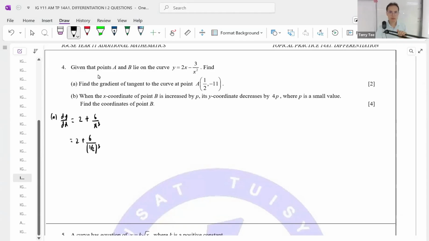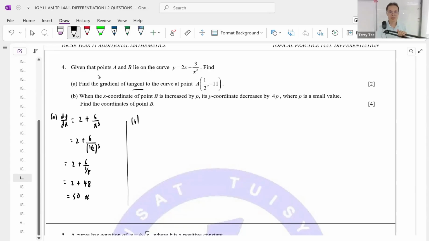Now, I know it's a bit hard for you to not use a calculator. 1 over 2 power 3 is going to be 1 over 8. You flip up, it's going to be 48, right? 6 times 8, 48. Your answer is 50. So the gradient of the tangent is just 50. Okay? Hopefully you can do it without a calculator.